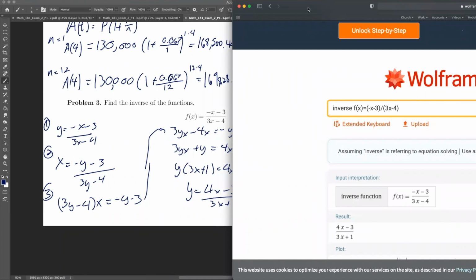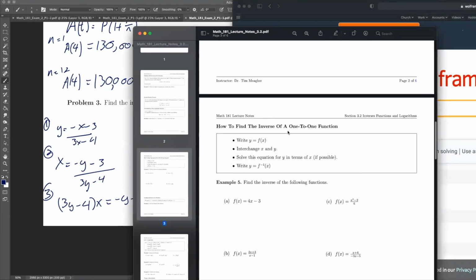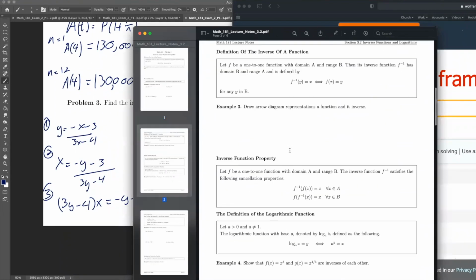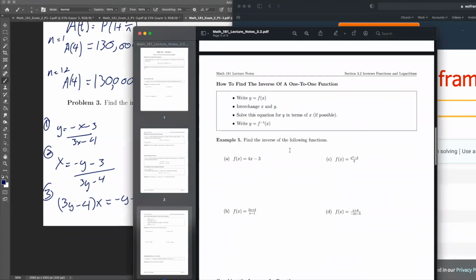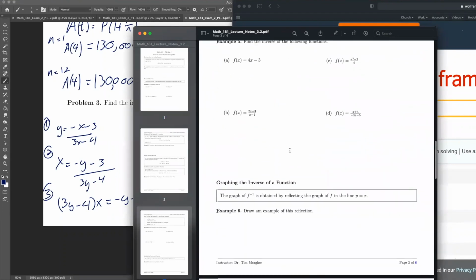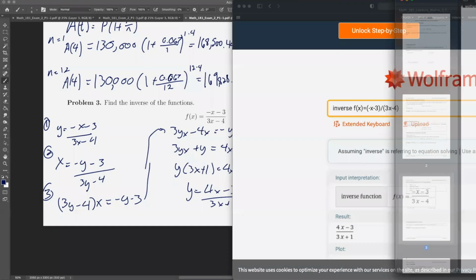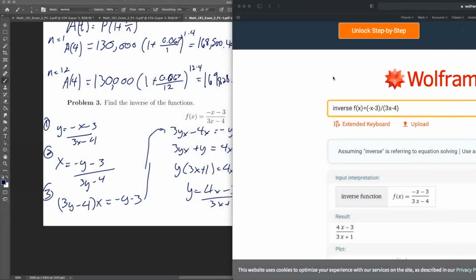What section is the inverse function? The inverse section here is in 3.2. So 3.2.2. It's on page 3 of that section. Okay. And if you want to check it in, apparently all you have to do is type in inverse in your function, and this will pop it out for you.